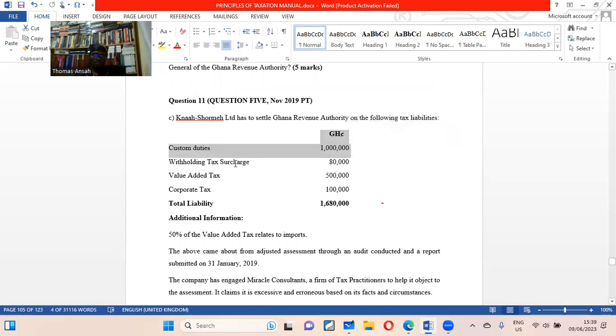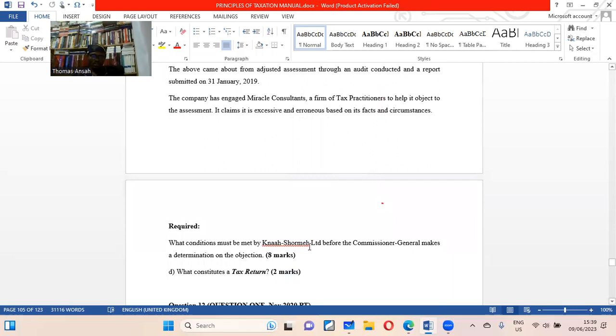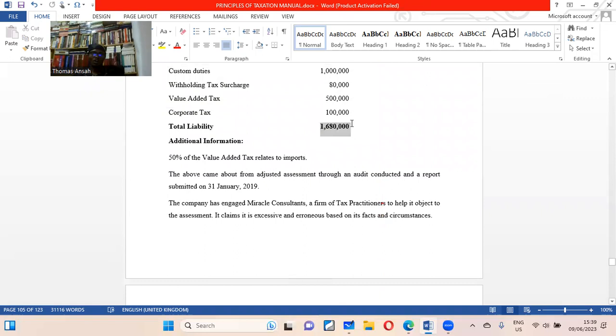Customs, VAT, additional information, 50% relates to import. It says that the above came about from an adjusted assessment. So what is the question? What condition must be met? Of course, if it is customs, then don't forget he has to pay all his outstanding taxes, all of them. But if it is not import, then he has to pay everything, then 30% of the one that is subjected.